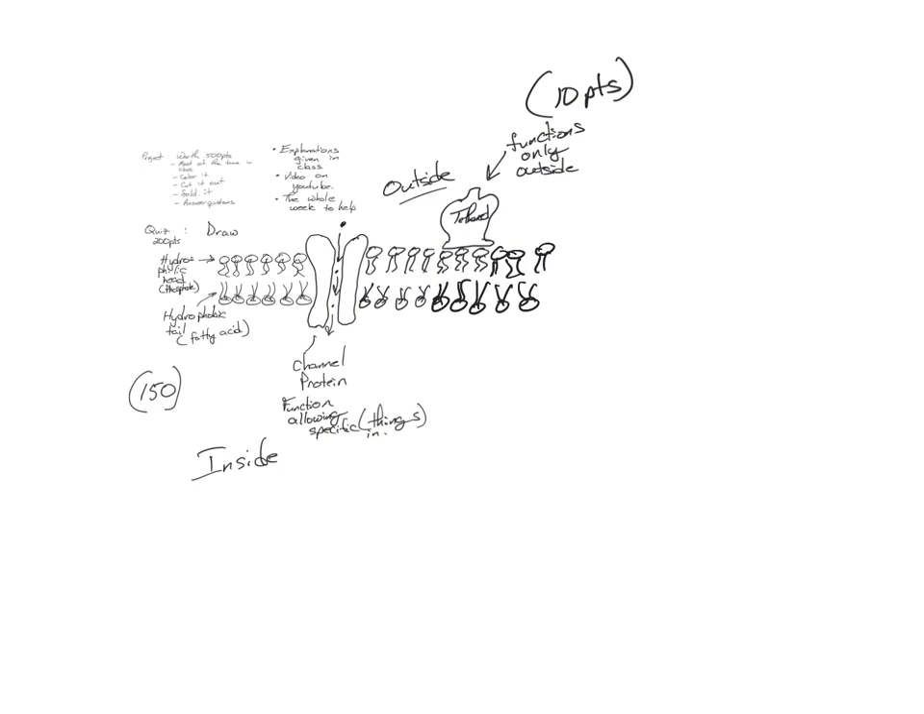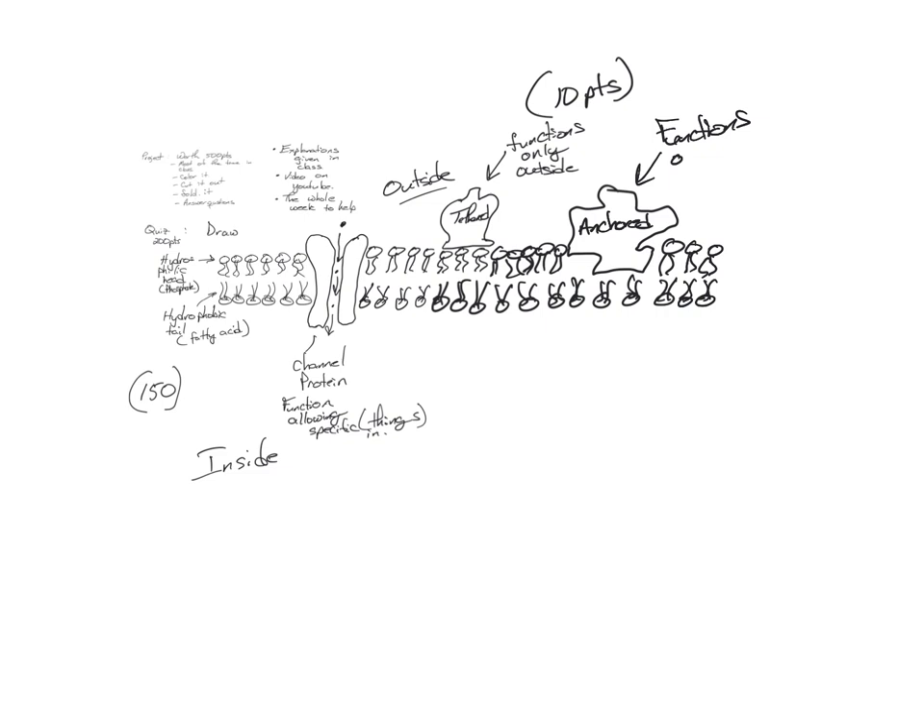Then you had an anchored protein. Again, it can be drawn any which way you want. The shape is not what's important. What's important is that you show that this anchored protein is embedded in the membrane. The tethered protein is on the outside, attached to a lipid. So this is anchored, and again, functions outside. This is worth another 10 points.